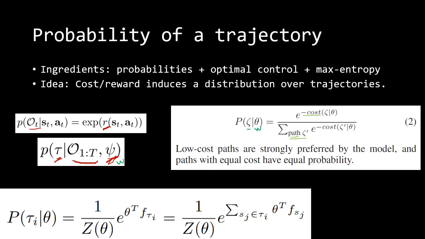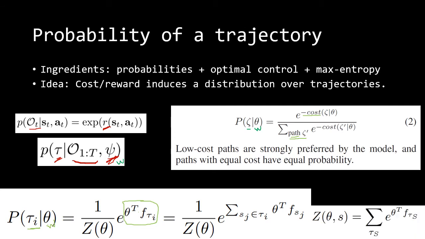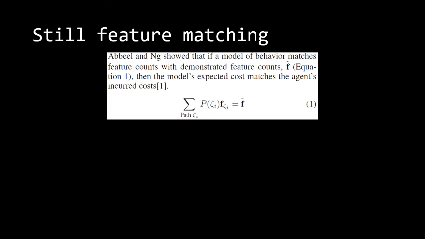Just another notation: the probability of a trajectory τi given this weight vector w, in the case where you have the linear combination, is equal to the exponential of the reward function, and again normalized. The normalization term is just, you loop over all possible trajectories and compute that so that it sums to 1 at the end. So the objective stays the same. It's about feature matching now with the probability.